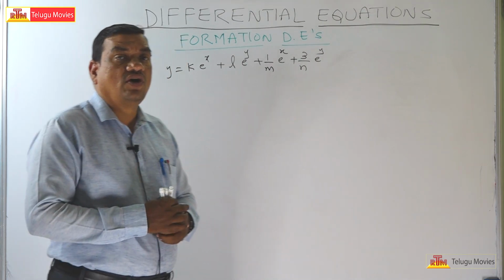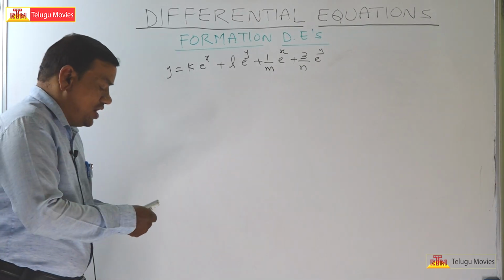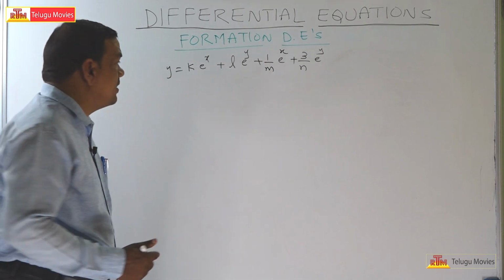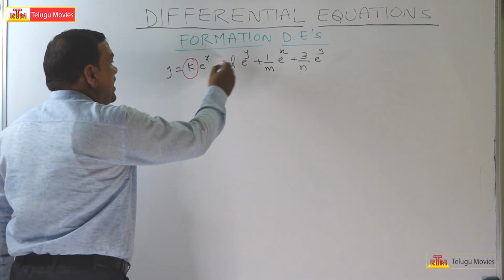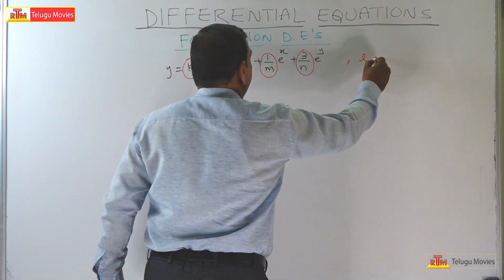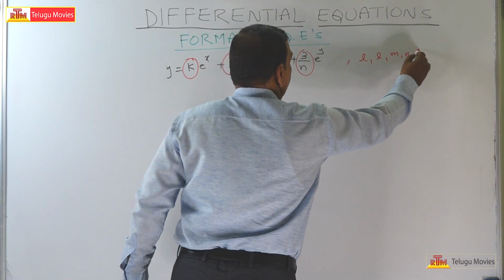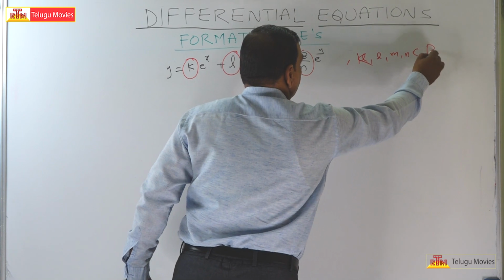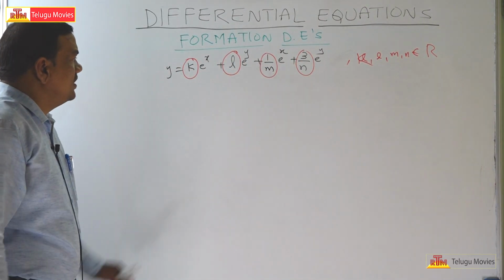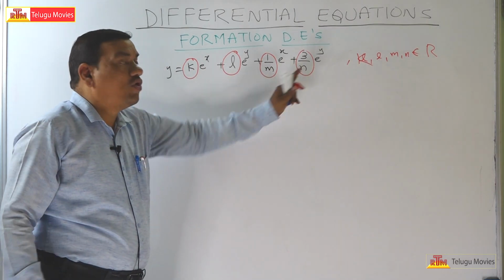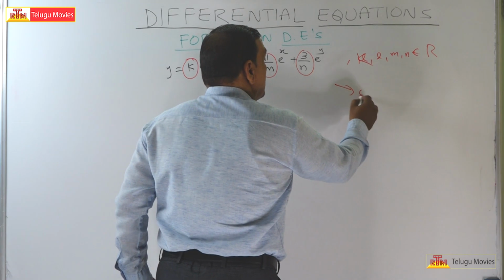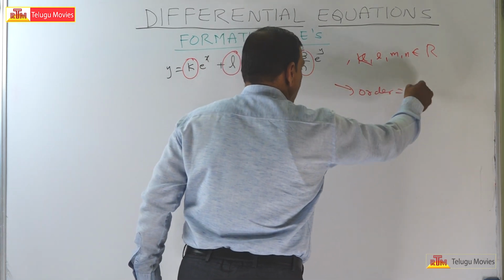What is meant by effective arbitrary constant, let us see here. If you count the number of constants here: k, L, 1 by m, 3 by n. Of course, I forgot to write k, L, m, n belong to the set of real numbers. Here 1, 2, 3, 4, four constants are there. Therefore, the order of the corresponding differential equation is 4.